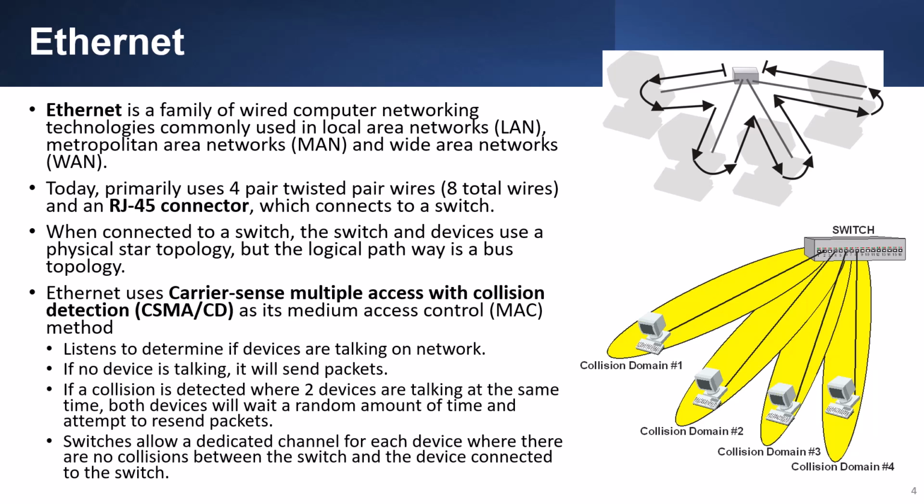The Ethernet device listens to determine if devices are talking on the network. If no device is talking, it will send packets. If a collision is detected where two devices are talking at the same time, both devices will wait a random amount of time and attempt to resend packets. Switches allow a dedicated channel for each device where there are no collisions between the switch and the device connected to the switch.